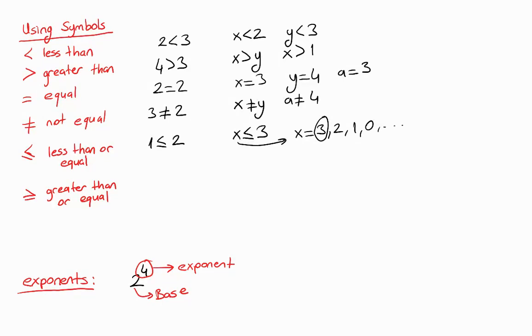Okay. Greater than or equal 3, greater than or equal 2. Y greater than or equal 4. So this means y can be 4, 5, 6, so on. We can include 4.